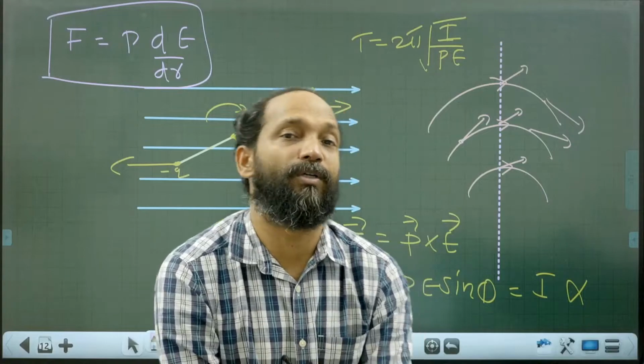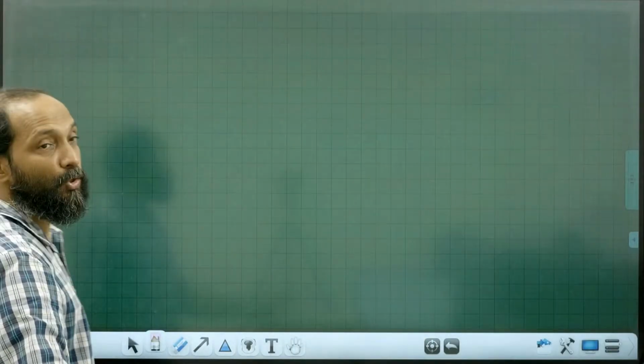Now we'll move on to Gauss's law and charge distributions. We know charges can be distributed continuously in a line, maybe a line charge distribution. Lambda is the linear charge density, dq by dl. Surface charge density sigma is dq by dA. Volume charge density rho is dq by dV. Three types of charge distributions are there for continuous charge distributions.